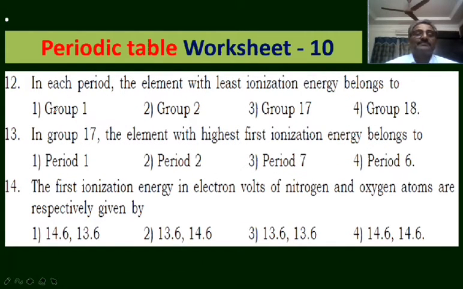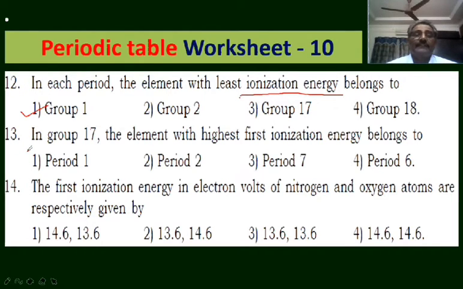Next, 12th question. In each period, the element with the least ionization energy belongs to dash. What is meant by ionization energy? The minimum amount of energy required to remove the electron from a neutral gaseous isolated atom is the ionization energy. The first group elements have the least ionization energy values. As there is only one electron in the valence shell, they have high tendency of losing electrons. So the ionization energy of first group elements is least. So option 1 is the right option.